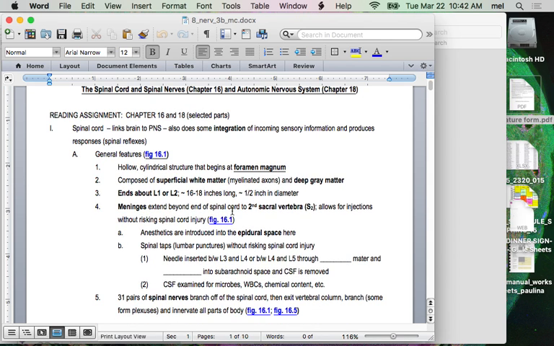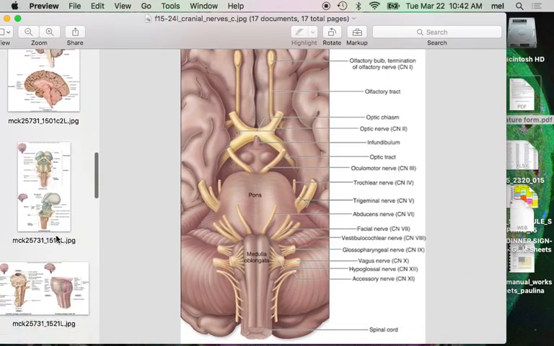All right, so spinal cord and spinal nerves, which is chapter 16, and then the autonomic nervous system, which is chapter 18. So we'll do chapter 16 today. So the spinal cord. Let's look at what we're talking about.